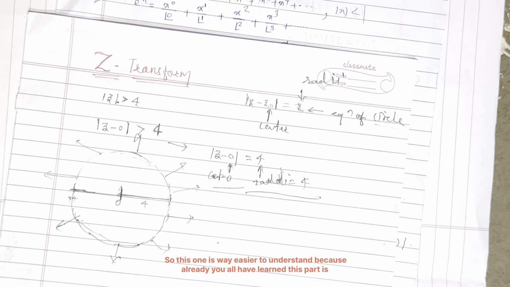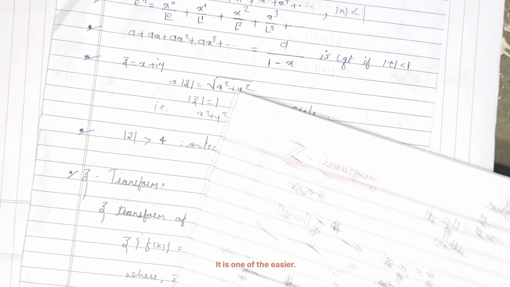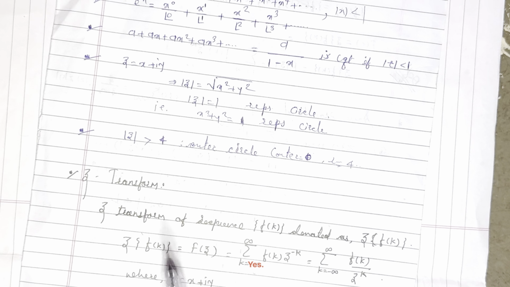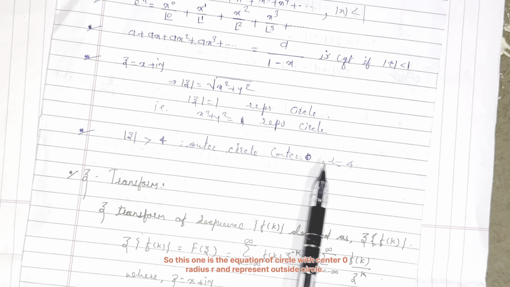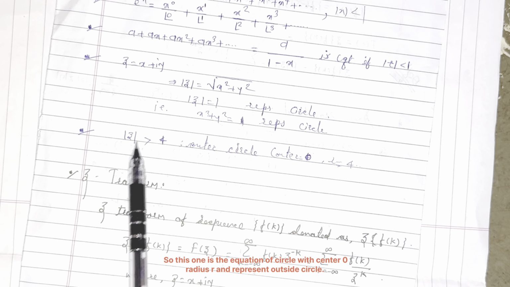This one is way easier to understand because you have already learned this part in your 11-12 standard. It is one of the easier ones. So this is the equation of a circle with center 0 and radius r, and it represents the outside of the circle.